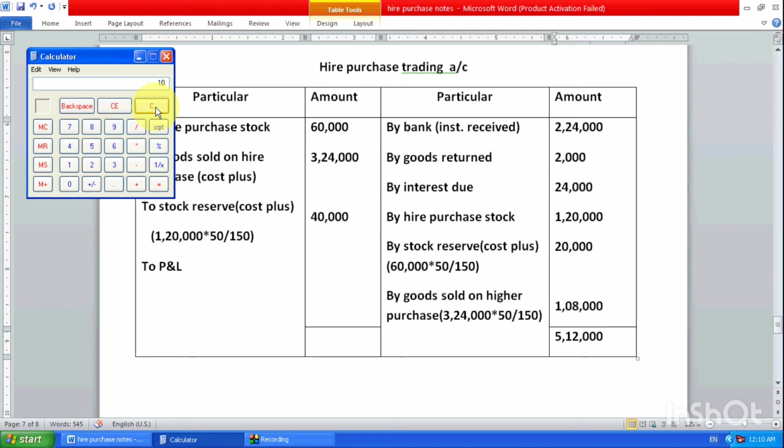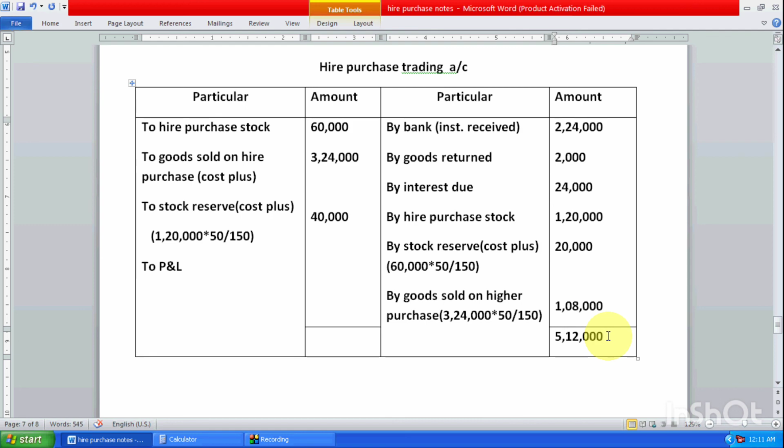Okay, let's see once more. After adding all the credit, we are getting 4,98,000. Debit is 3,24,000 and 60,000 and 40,000, which means overall 4,24,000. We are getting 4,98,000 on the credit side. By mistake I had written 5 lakh here. So let's see, 4,98,000 here and also 4,98,000 here.